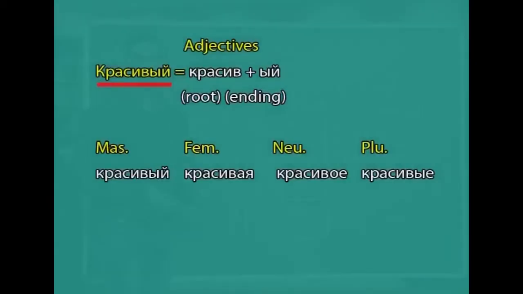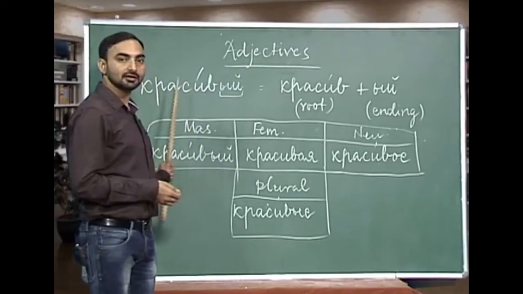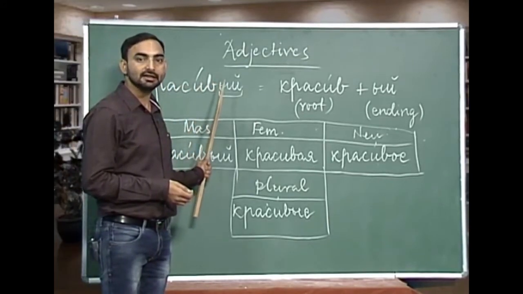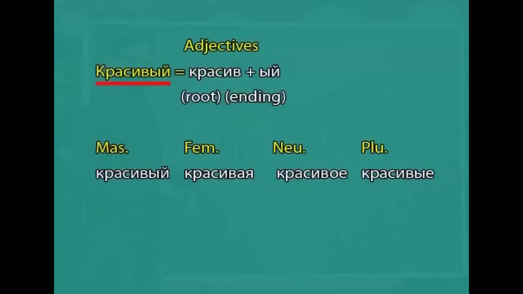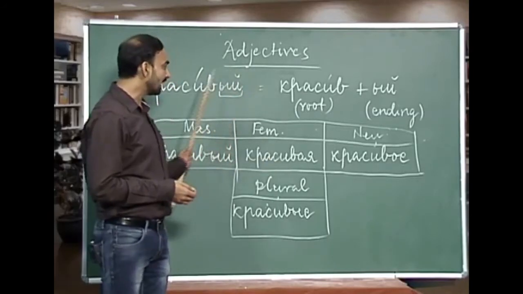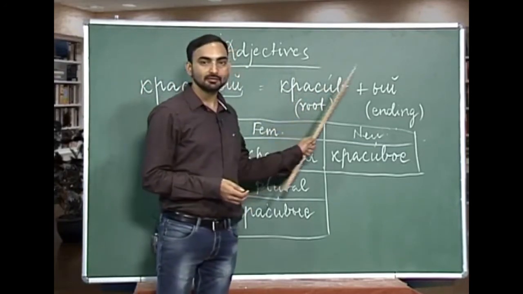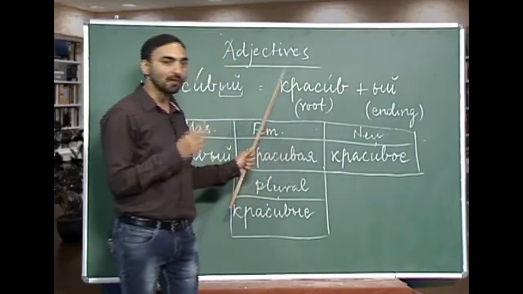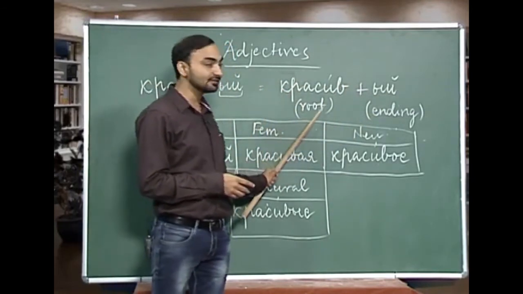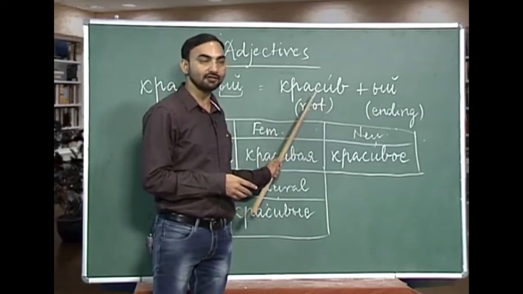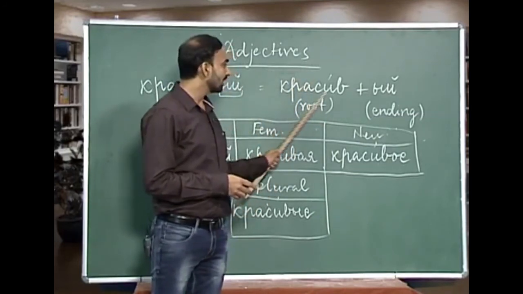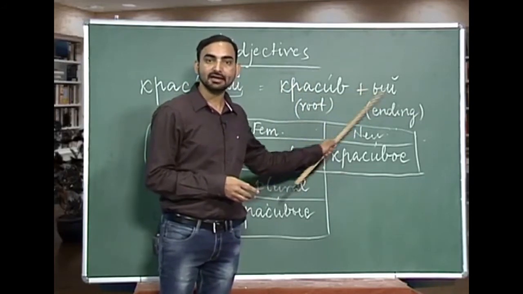So, let us see it on the blackboard. I have written an adjective here. How will you pronounce this adjective? K, R, A, S, I, V, I and I kratke, and the stress is on I. Красивый, красивый is beautiful. So, what I have written here, красивый, is a combination of красив plus I and I kratke. So, there are 2 parts in this adjective. The first one is the root, which is the static part of this word, and the other one is the ending, which is I and I kratke.